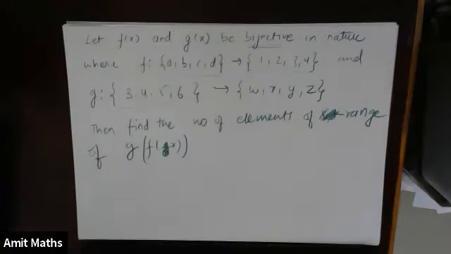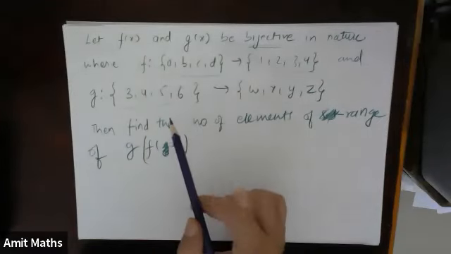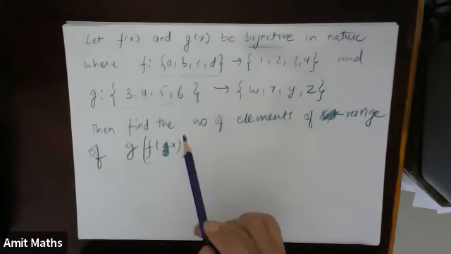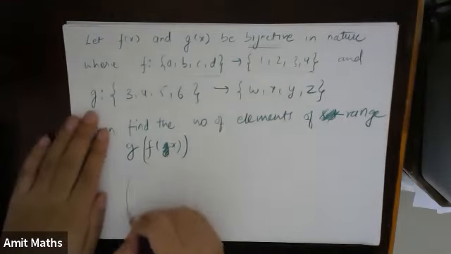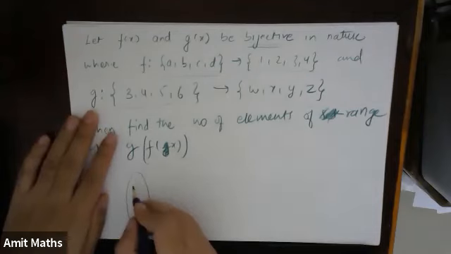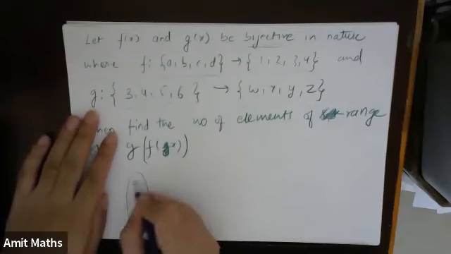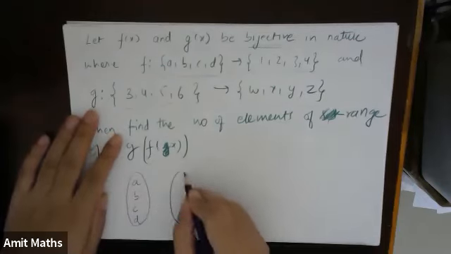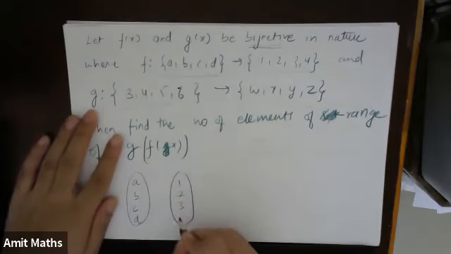Okay, let's see. What they are saying is that both these functions f and g are bijective in nature. Bijective means they are one-one as well as onto. So let's first try to draw set A. This is the domain of f, which has a, b, c and d, and this is the codomain: 1, 2, 3 and 4.